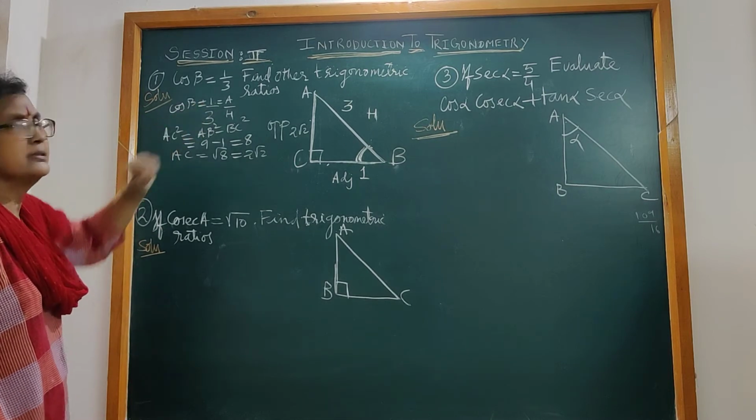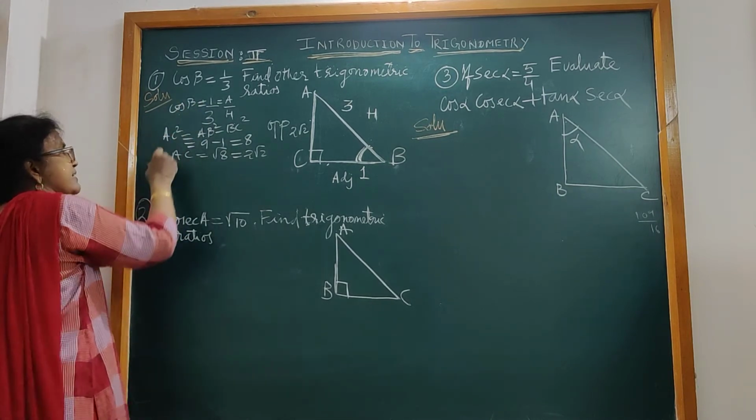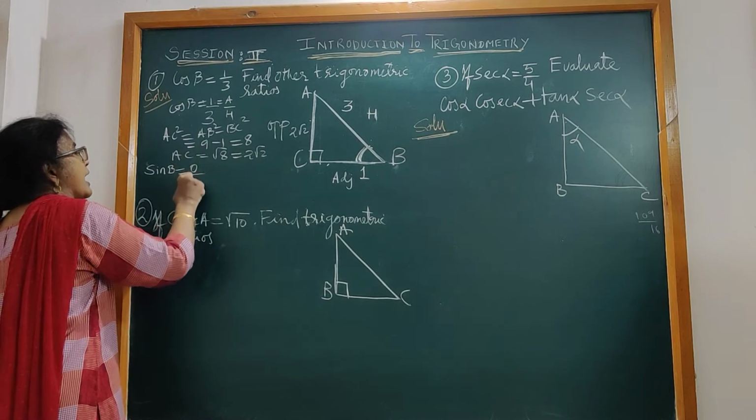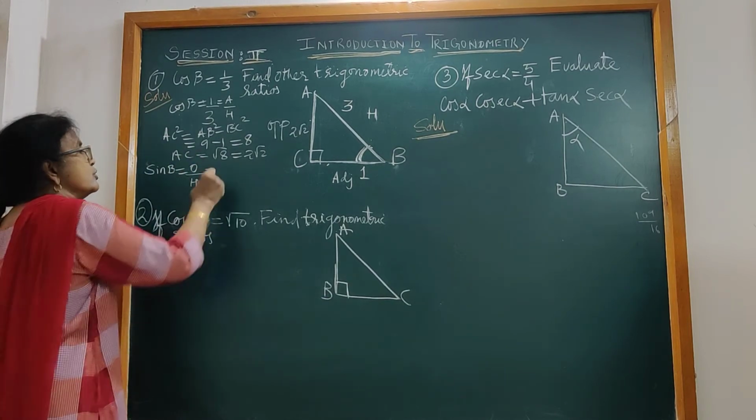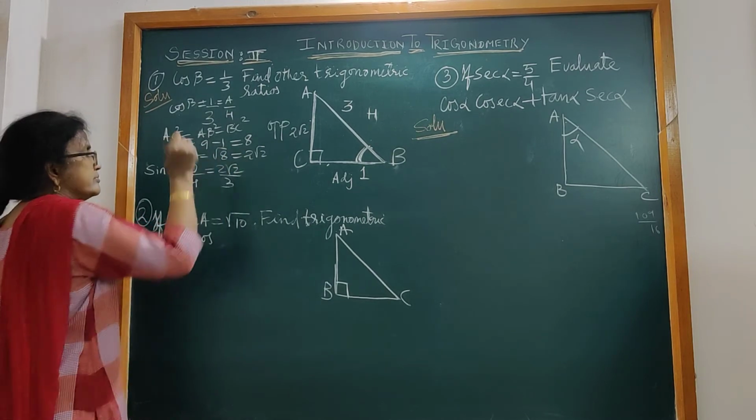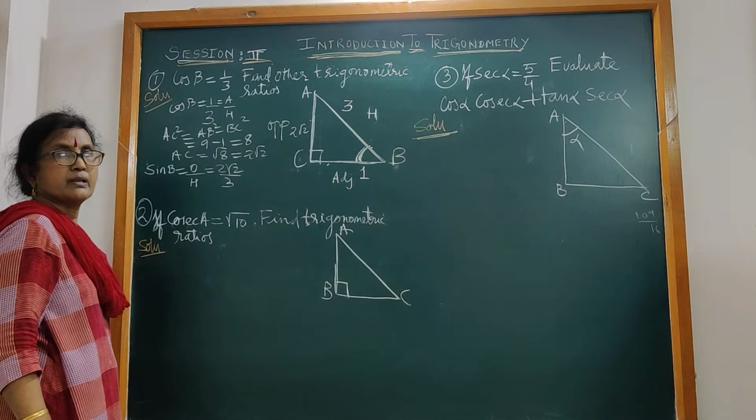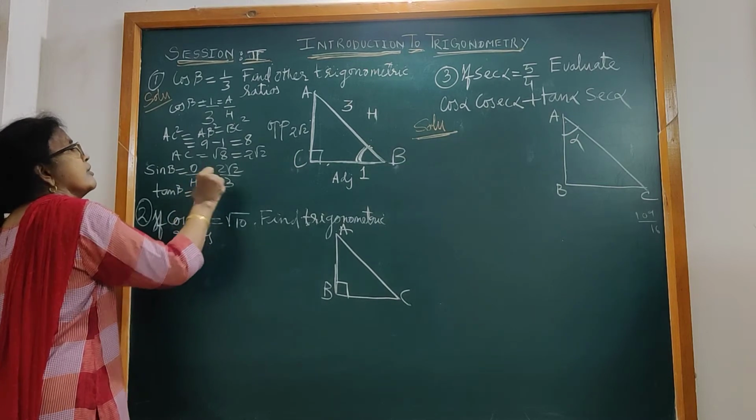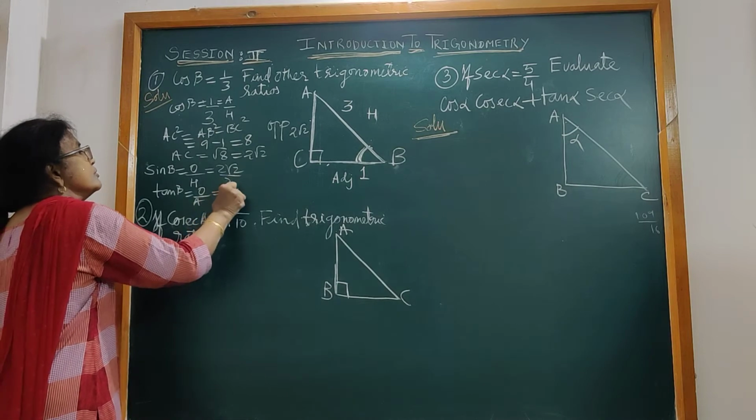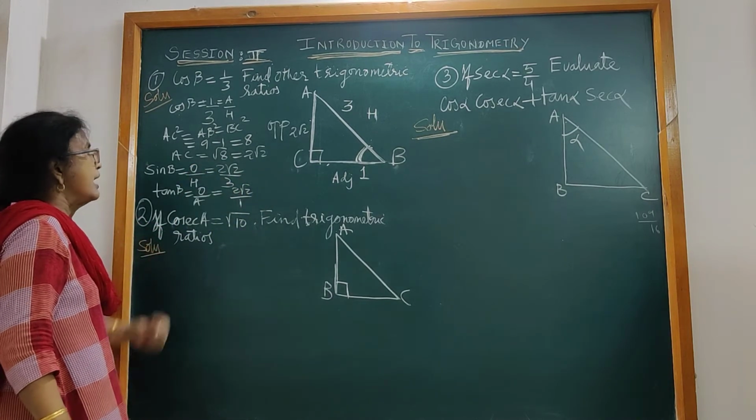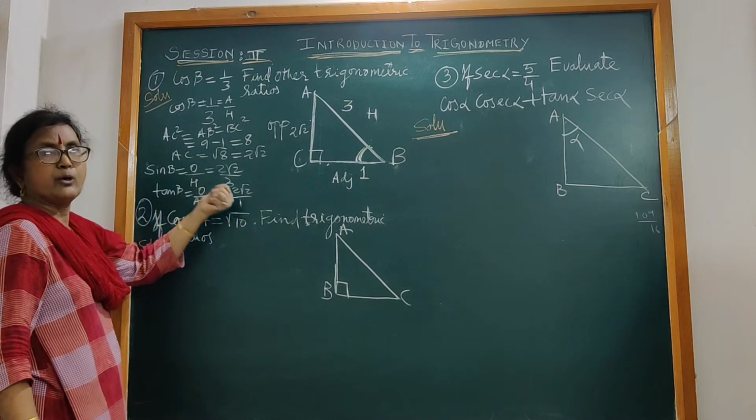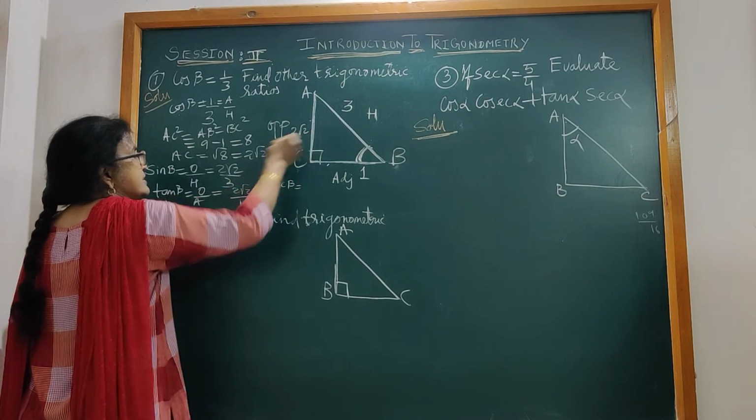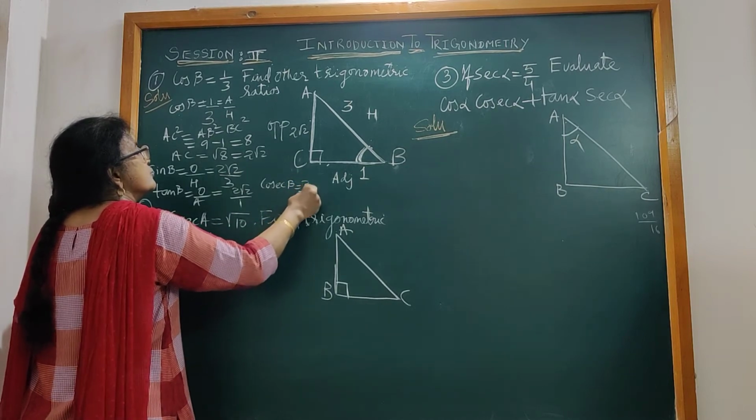Now I want to find out the other trigonometric ratios. Cos B is given, sin B. Sin B will become opposite upon hypotenuse. Opposite is your 2 root 2 upon 3. Tan B is equal to opposite upon adjacent. Opposite is 2 root 2 upon 1. Now the reciprocal of sine will be cosec. So cosec B will be the reciprocal of this sine, so 3 upon 2 root 2.